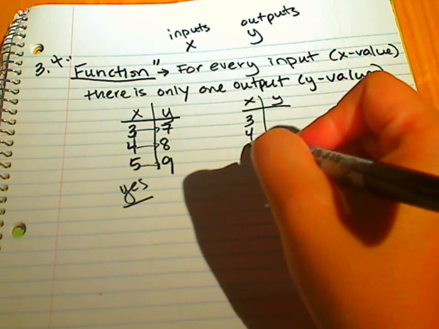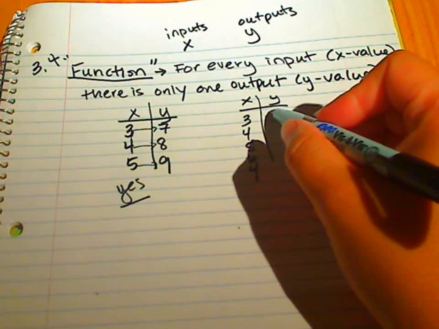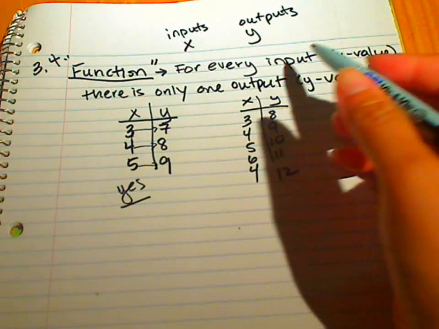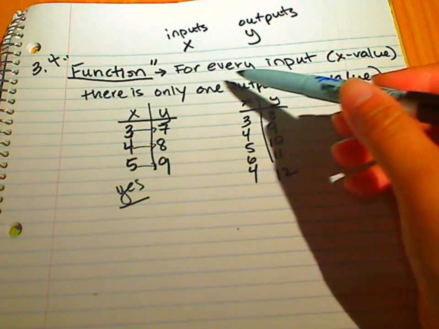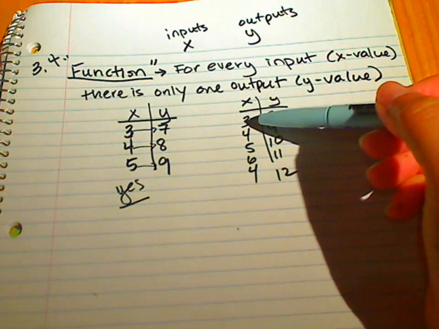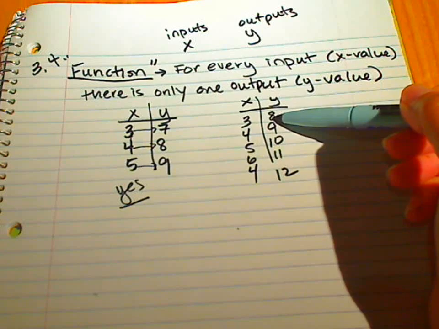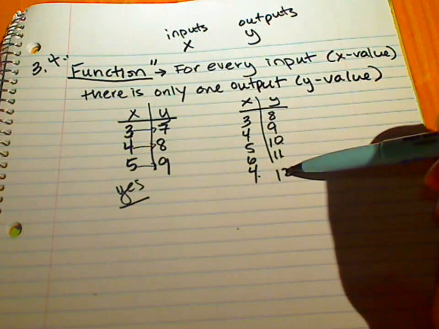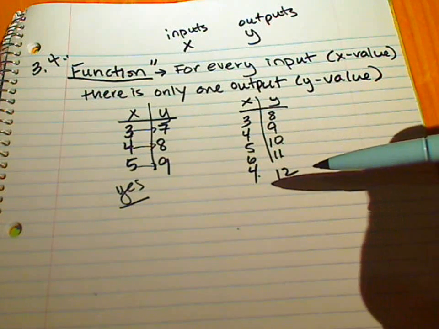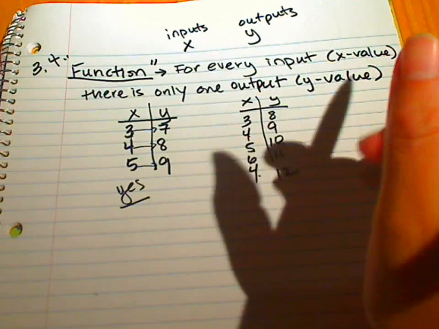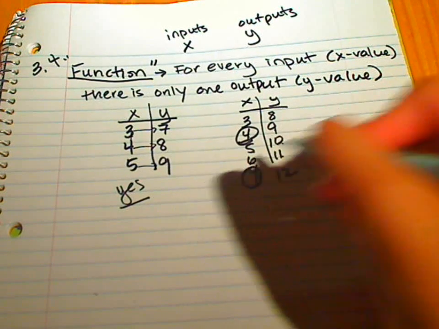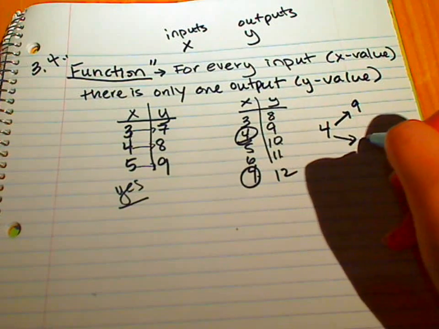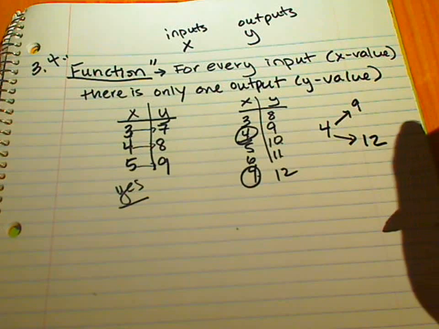So 3, 4, 5, 6, 4 and 8, 9, 10, 11, 12. Okay, so if I ask you, is this table a function? Well, there's a 3 here that matches with the 8, 4 matches with the 9, 5 matches with the 10, 6 matches with the 11, 4 matches with 12. This should be a red flag to you. Because there are repeats, 4 here is getting matched up to the 9, and then later it's also matching up again with the 12.